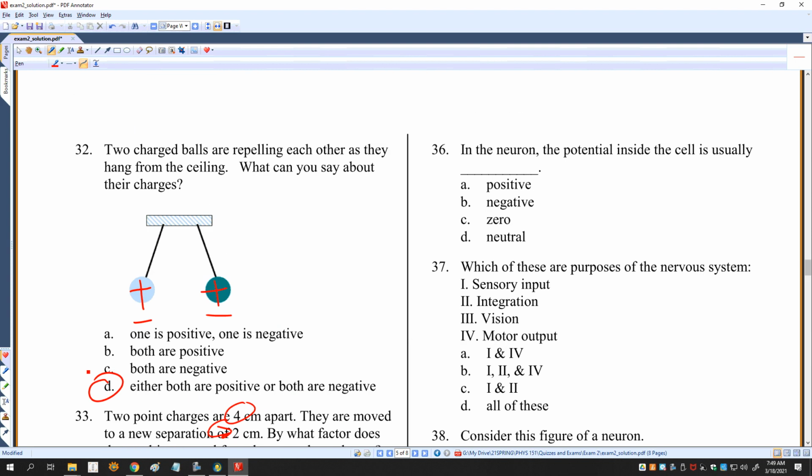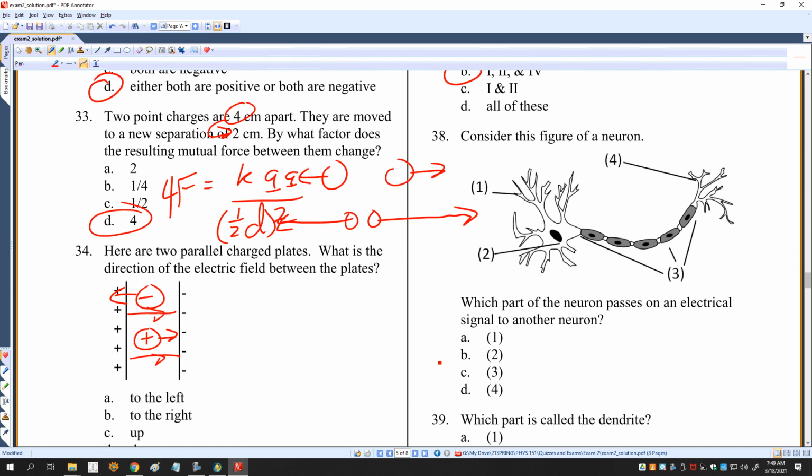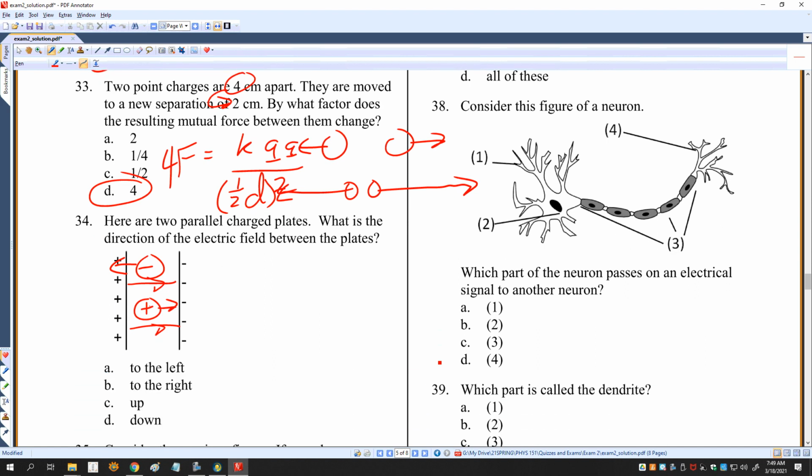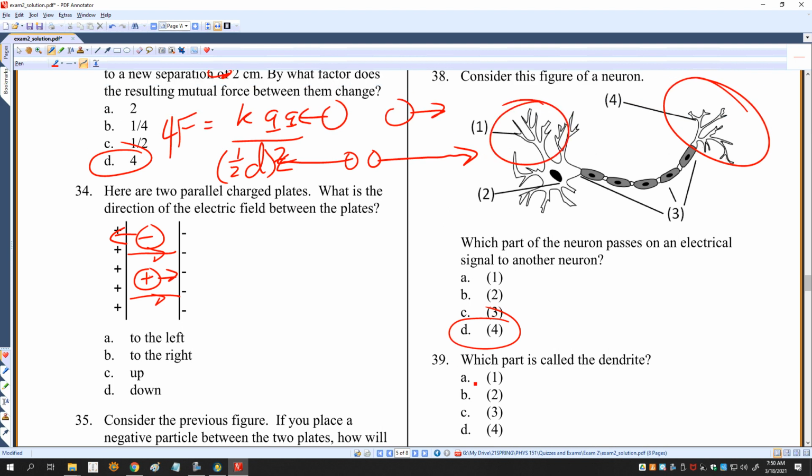In a neuron, the potential inside the cell is usually negative. So the resting membrane potential is below 0. What are the purposes of a nervous system? Let's see, so sensory input, integration, and motor output, not vision. So 1, 2, and 4. Consider this figure of a neuron. Which part of the neuron passes on an electrical signal to the other neurons? That's going to be out here, number 4. And what part is called the dendrite? These are called the dendrites.